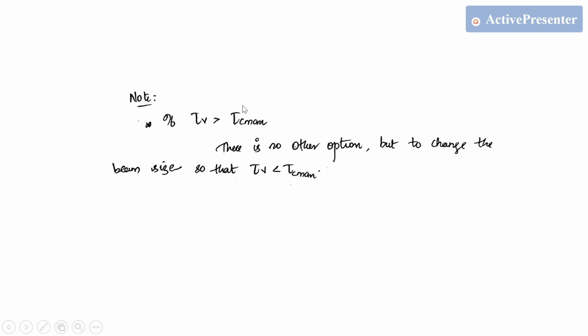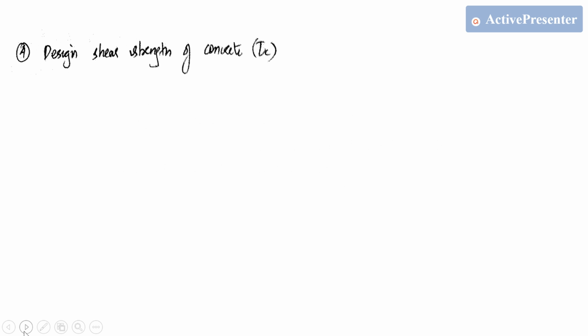Have you understood this? Why we have gone to tau C max? We have limited to tau C max because there should not occur a brittle failure. So the design shear strength of the concrete. Now there is a new term, that is tau C. That is a design shear strength of the concrete.